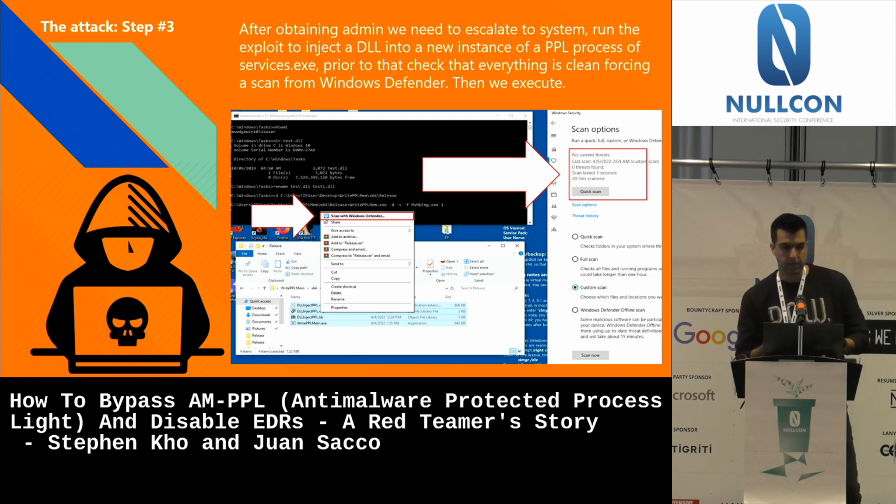Step number 3. After obtaining admin, we need to escalate to system, run the exploit to inject a DLL into a new instance of a PPL process of services.exe in this case. Prior to that, check that everything is clean and scan it with Windows Defender to see how it is executed. We scan it to show that it's clean, it's not detected by signature, and also not detected by heuristic or behavioral analysis. So it's pretty much clean, and then we run it.